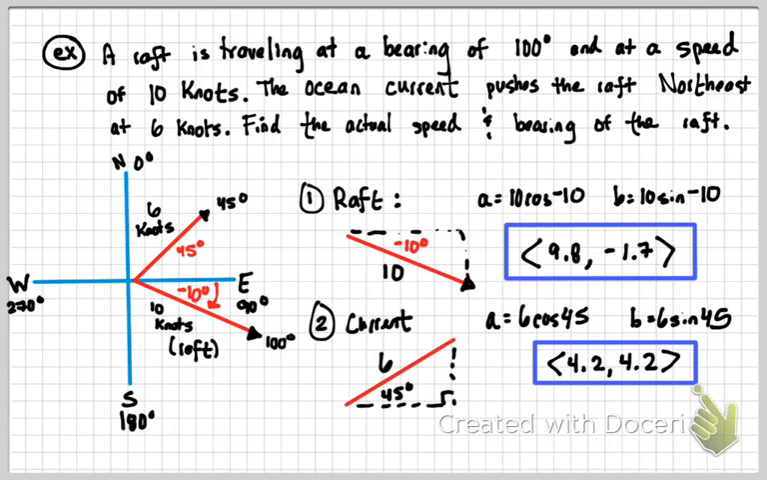Now the whole question is what is the actual speed and bearing of the raft? I mean, if we physically think about what's happening, if the raft is headed on this bearing, going 10 knots, and then there's a current pushing it this way, is it going to affect the final speed and direction of the boat? Yeah. Summer. Yeah, exactly. You're going to combine them. You guys know how to add vectors, right? Yeah. Go ahead, add your vectors.